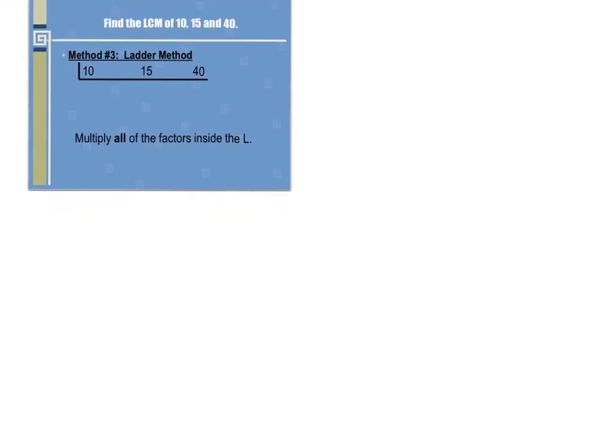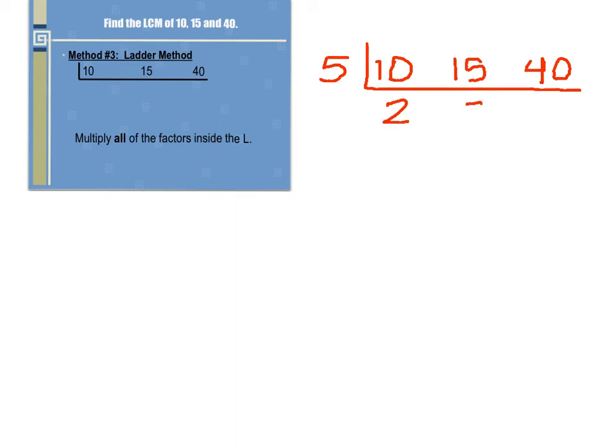So in my ladder, I have the numbers 10, 15, and 40. Again, I'm going to use prime factorization. We have numbers that end in 0 and end in 5, so I'm going to divide them all by 5. 5 goes into 10 twice. 5 goes into 15 3 times. 5 goes into 40 8 times.